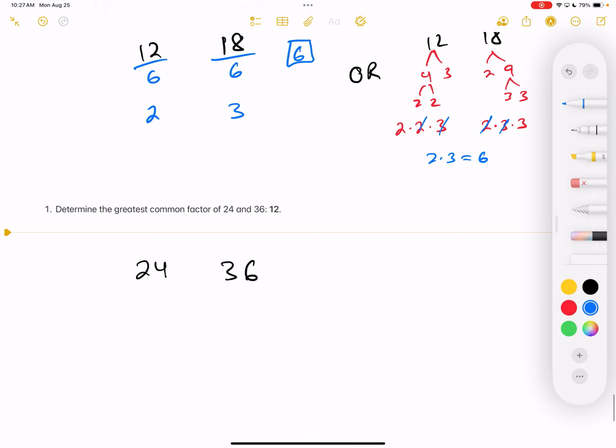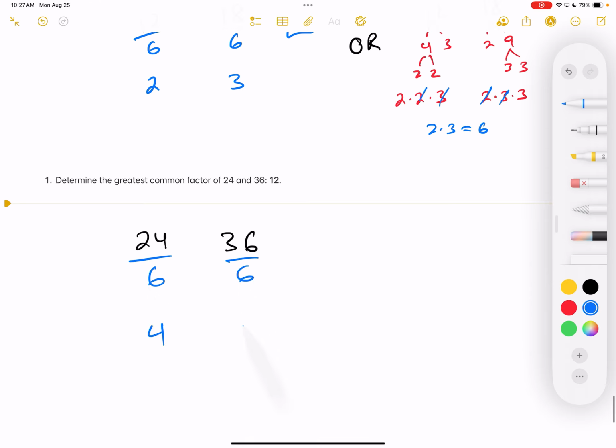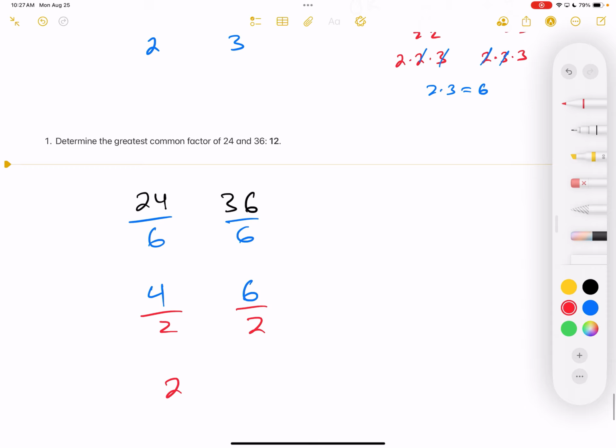You might think 6, that's fine. I know 12 is the right answer, or you might think of the right answer first. But if you accidentally divide these by 6, this is a good way to check it. 4 and 6. Okay, can I divide 4 and 6 by something? I can divide those both by 2. Can I divide 2 and 3 by anything? Nothing besides 1. So my greatest common factor here is 6 times 2, 12.